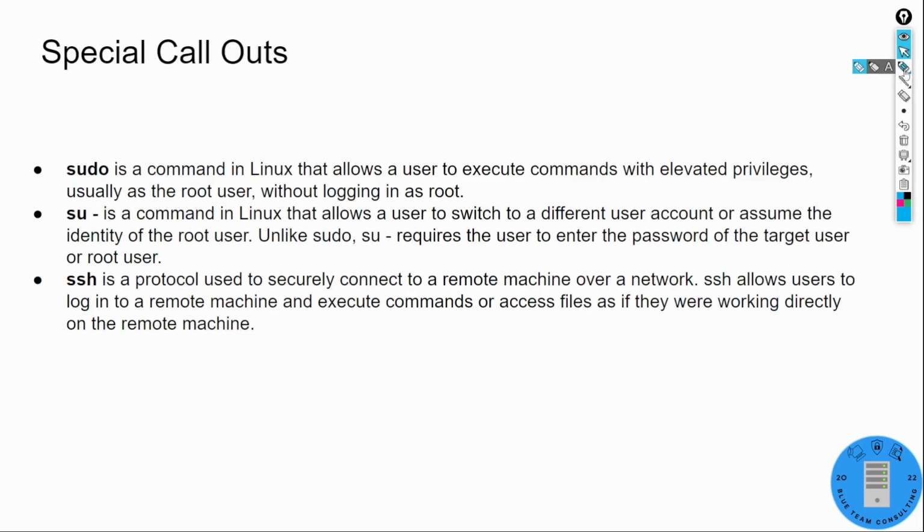Special callouts from that command slide before: sudo, superuser do. So you're switching to a user who has elevated privileges, usually the root user, without actually having to log in as root. If I'm in my shell as Haley and I need to execute a command that requires elevated privileges, and I'm just a regular user on the machine, I can put sudo before my command and then execute it, and it will execute as root and allow me to complete the command.